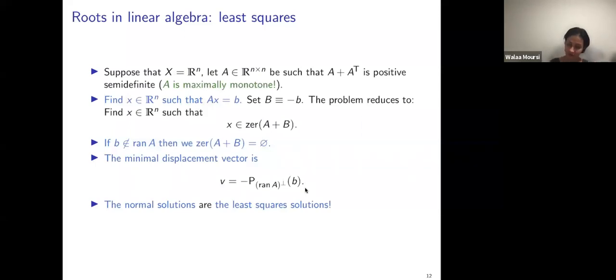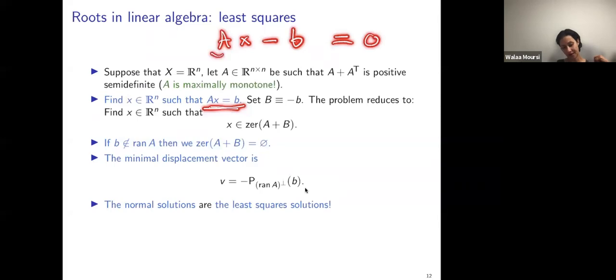In fact, the name normal problem didn't come out of nowhere. We actually have roots in linear algebra. So suppose that we are working on R^n, and let's assume that the symmetric part of the square matrix A is positive semi-definite. This is exactly equivalent to saying that A is maximally monotone. And let's look at solving this linear system of equations, Ax equals b, which we can write as Ax minus b equals 0. Now that's A, and we can define B to be the shift operator, taking everything to the vector minus b.